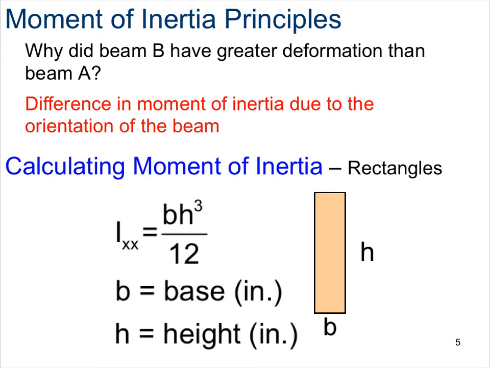So just from looking at this formula, you should see why the height plays such a critical factor in determining the amount of moment of inertia for an object, because in this formula you see that it's base times height cubed divided by 12. But you can see that the height cubed is going to be the component of this formula that has a major impact on the overall moment of inertia of that object.